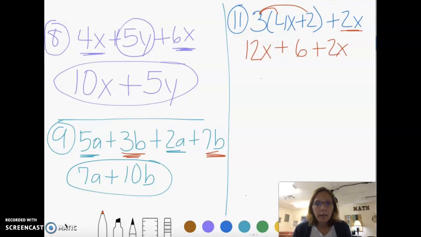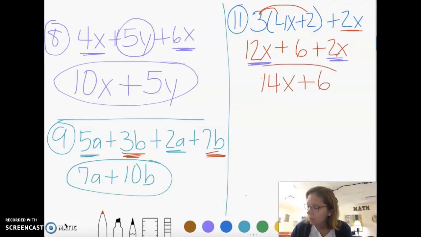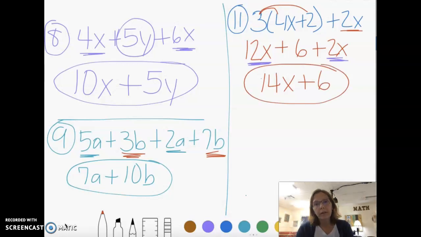Now I'm going to look for like terms. So I see an x and an x. So I'm going to put those two x's together. 12x plus 2x is 14x. And then the 6 has no matches or no partners, so it's just going to stay by itself. So that becomes my final answer.